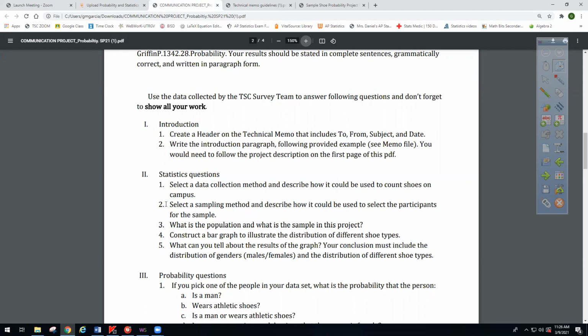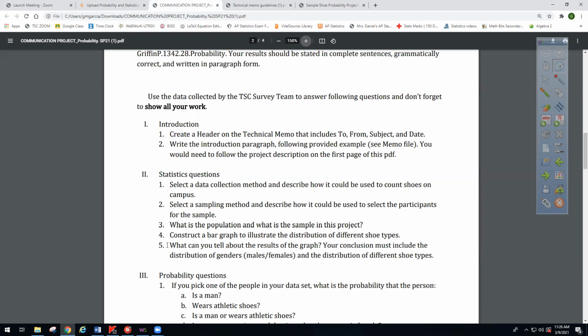Again, this is something that we cannot do because we cannot go out, but you are able to figure out what would have been the best method here. Number 3, what is a population and what is a sample in this project? Number 4, construct a bar graph to illustrate the distribution of different shoe types. And number 5, what can you tell me about the results of the graph?